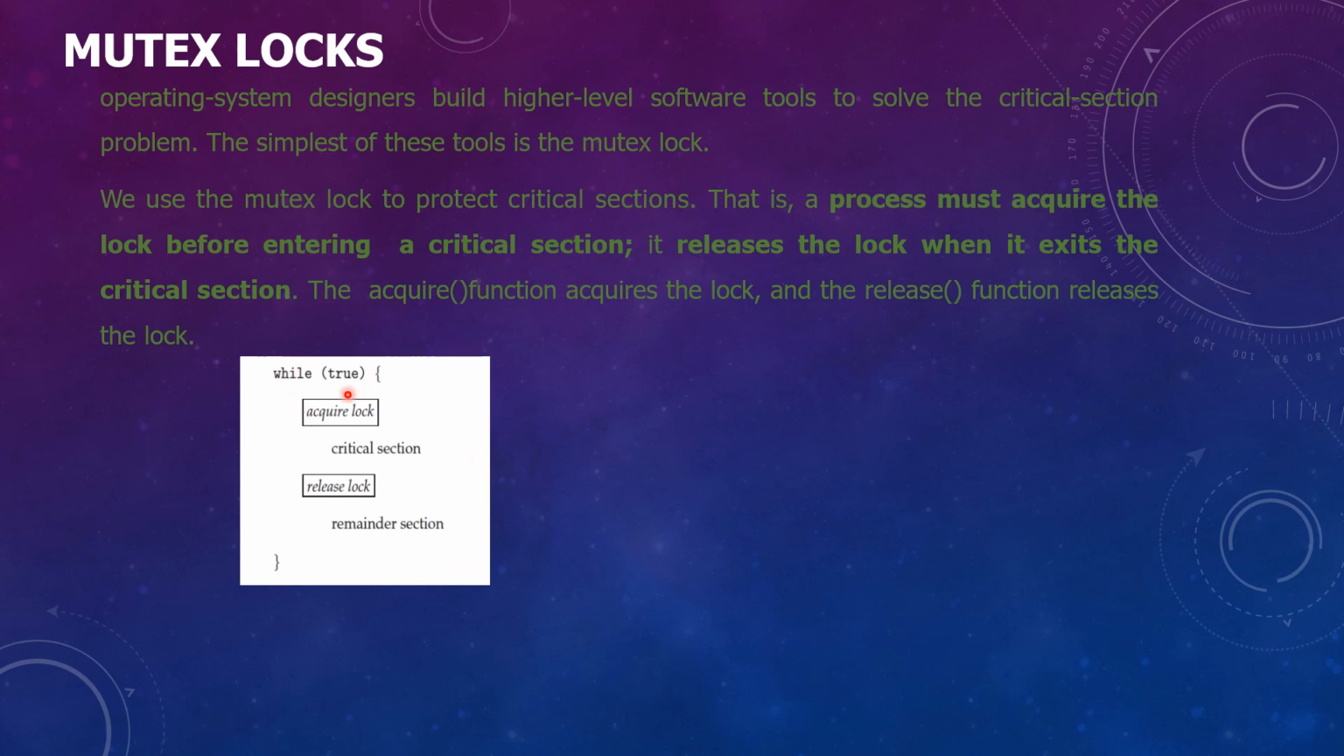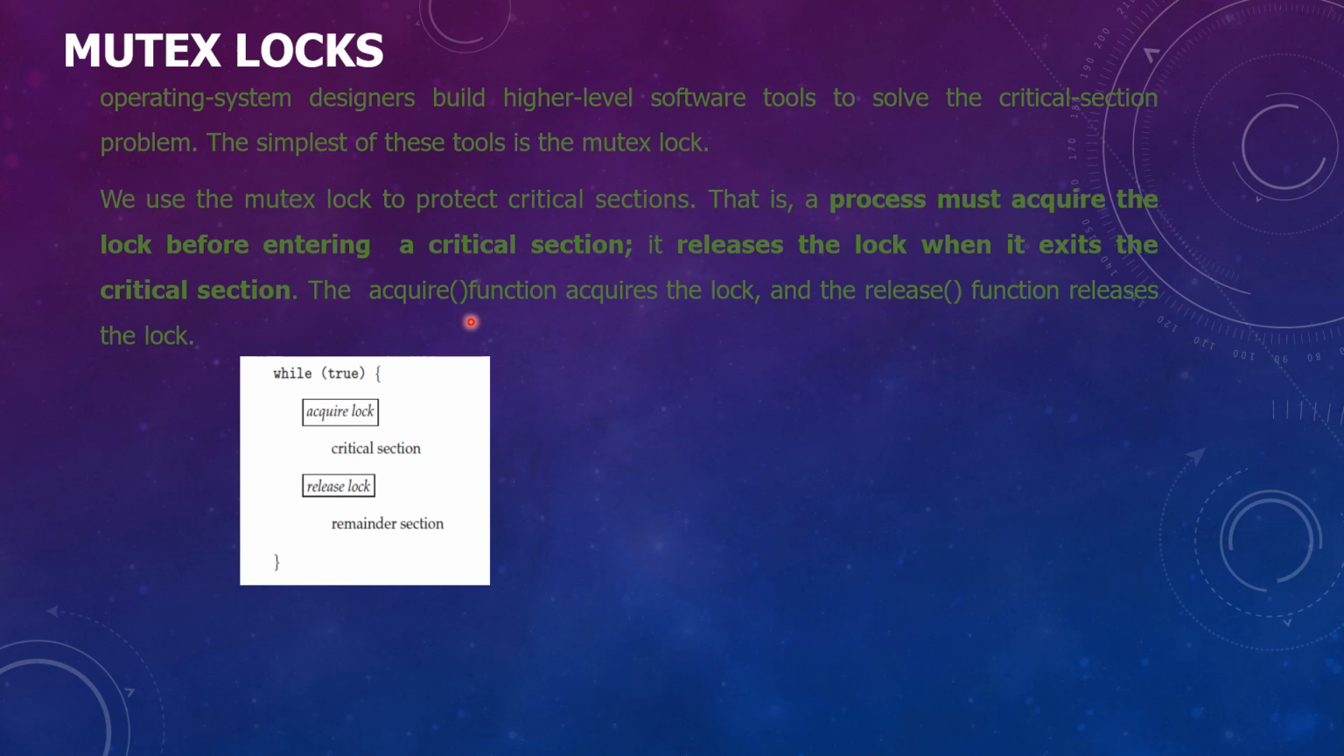When a process wants to enter into the critical section, first the process must acquire a lock. Only when the lock is obtained by a process will it be able to enter into the critical section. After accessing the critical section, the process can release the lock and leave the critical section, and it will be executing the remainder section.